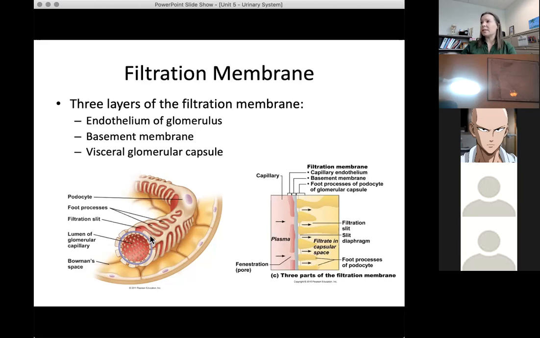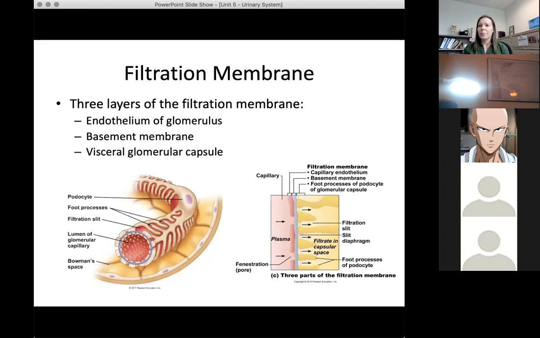So the 3 layers are listed, and I'll just describe them in your outline. First of all, the endothelium of the glomerulus. This is just the wall, the capillary wall. And it contains pores. If you guys look, it contains all these little holes. They allow everything in blood except blood cells to pass through. So everything in your blood except for your blood cells can cross that first layer of the membrane.